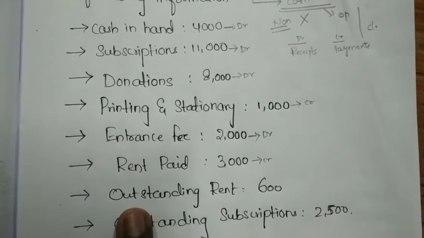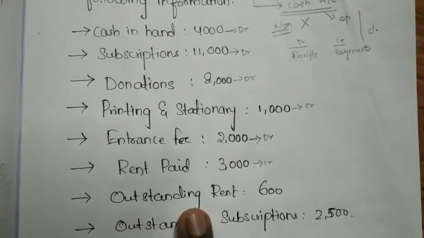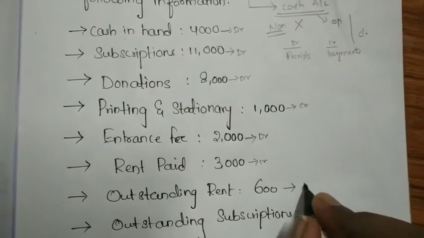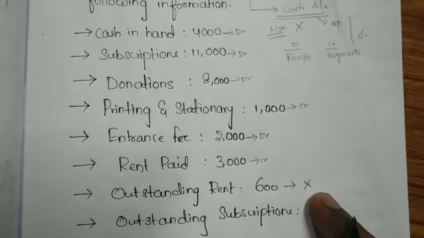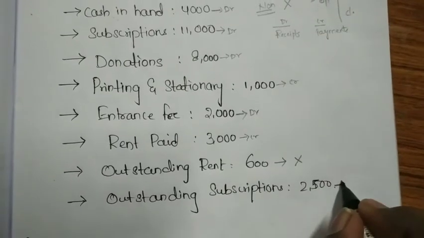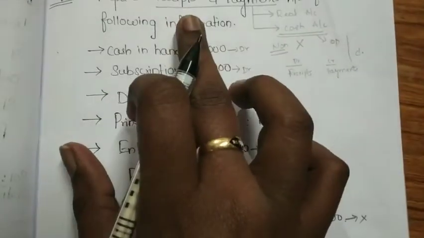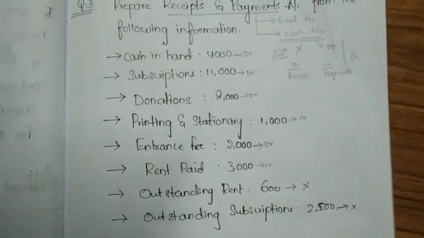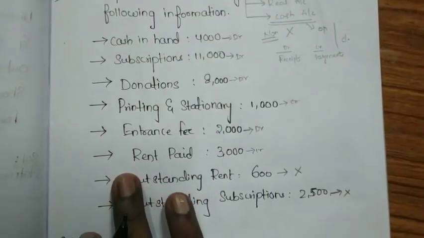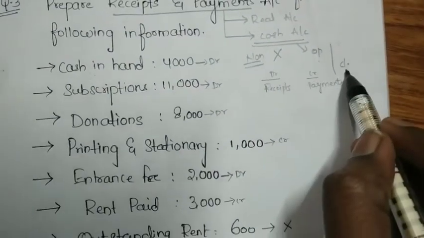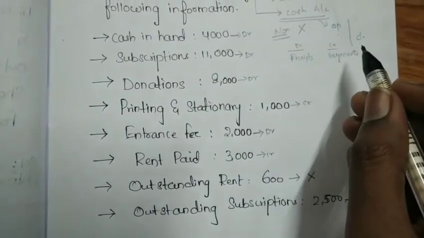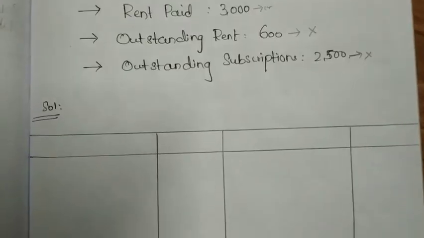And see outstanding rent. So this is a non-cash transaction. Still the rent is pending. We have to pay the rent. It is a non-cash transaction. We shouldn't consider it in the receipts and payment account. And see the next one, outstanding subscriptions. This is also the same way. We shouldn't consider this amount in receipts and payment account. So this is the question they gave. They are asking us to prepare receipt and payment account from all this information. That means we will have the opening and closing balance. The opening balance they gave, the balancing figure what we will get will be called the closing balance of cash. So let's do the answer.